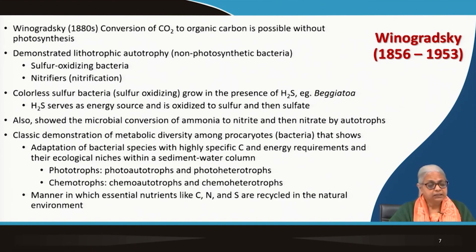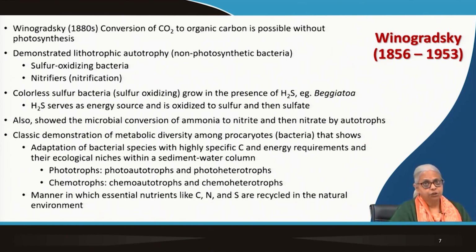We also have colorless sulfur bacteria. They are the ones that are sulfur oxidizing bacteria that can grow in the presence of hydrogen sulfide. So Beggiatoa is an example of that. H2S is the energy source and it is converted to sulfur and then sulfate. We also see the microbial conversion of ammonia to nitrite and then nitrate by autotrophs.